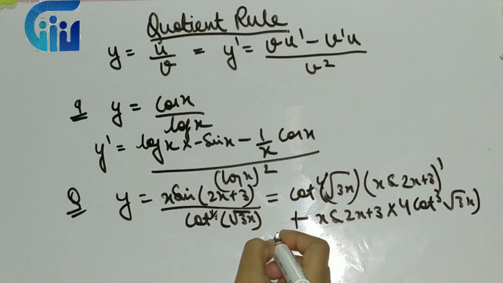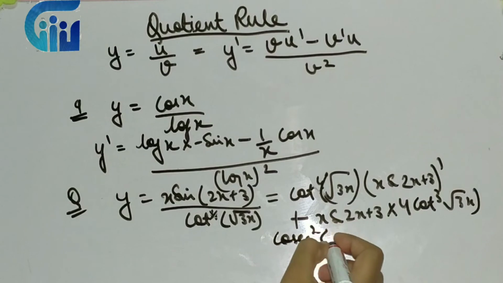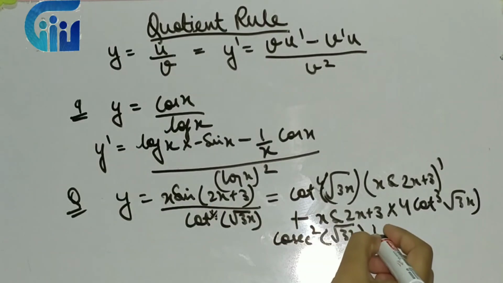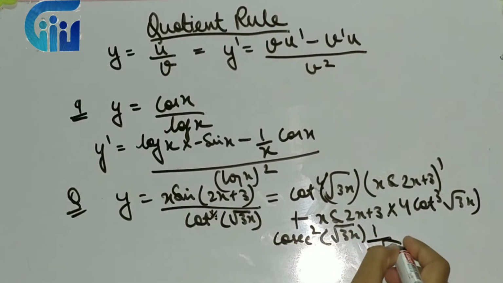So plus minus cos x square root 3x. Then the derivative for the angle will be 1 upon 2 root 3x into 3, right? We can treat it as root x. So the derivative for that will be 1 upon 2 root x, and the derivative for 3x will be 3, right?